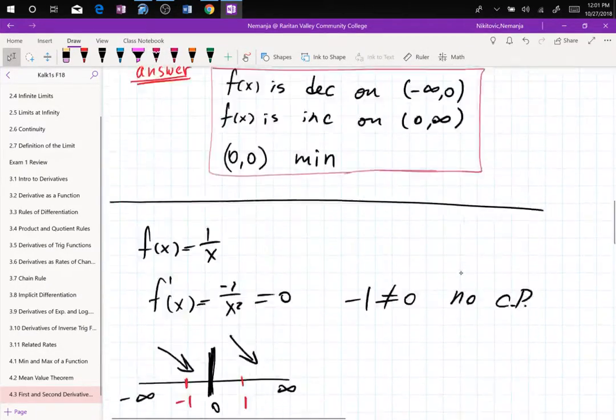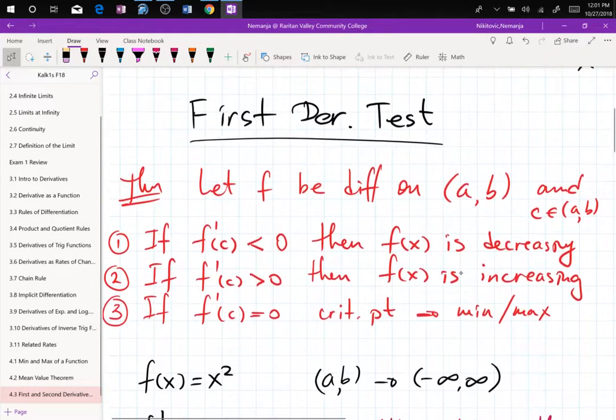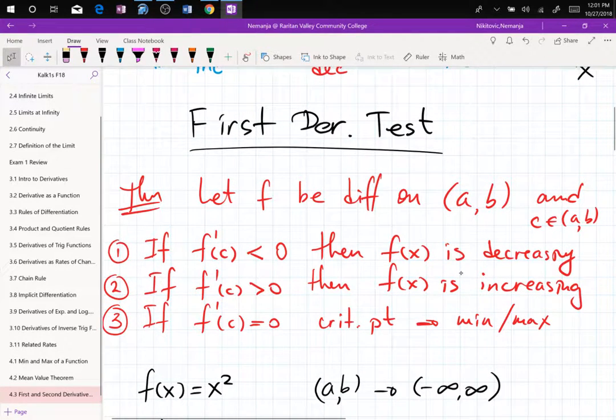to satisfy our theorem from the top, which says your test point is to be plugged into the first derivative. If it's less than 0, you have decrease on the function. If it's more than 0, you have increase on the function. If it's equal to 0, well, it's a critical point.